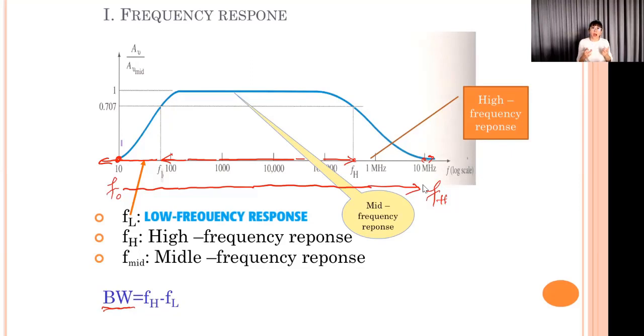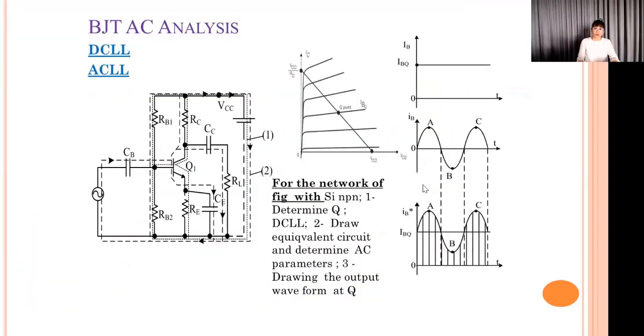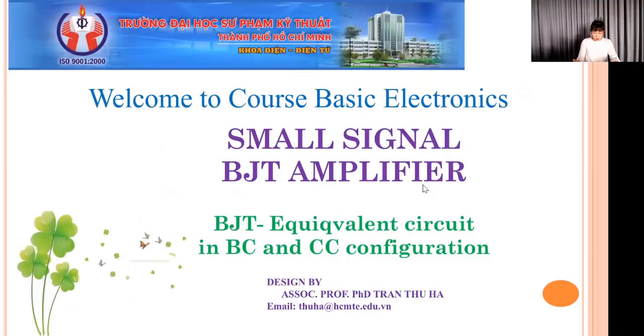And finally, we have the power amplifier. In our lesson, we have the small signal BJT amplifier. Today, I would like to introduce you to three kinds of BJT equivalent circuits. Here I suggest the circuit in common base and common collector. In the last lesson, I introduced the common emitter.